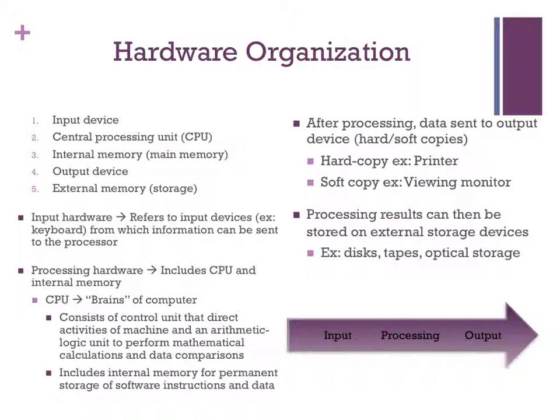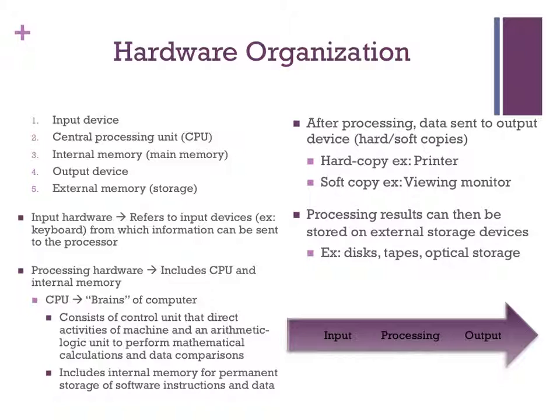The organization of a computer includes at least 5 hardware components: the input device, central processing unit, internal memory, output device, and external memory or storage. Input hardware refers to input devices from which information can be sent to the computer, and an example of one of these input devices is a keyboard.